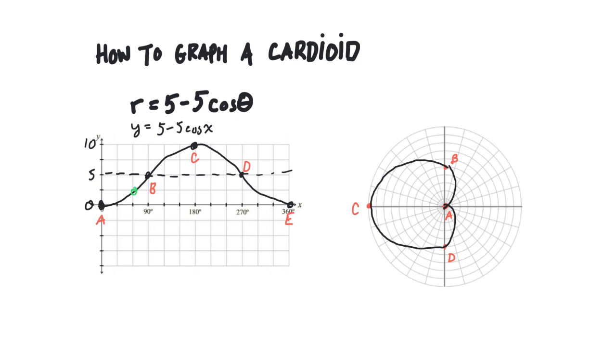One question you might have is, did you draw it accurately? Did you make it wide enough? So you could always add a few more points. For example, I can see at 60 degrees, I should have a radius of 2.5. So that matches up nicely. At 120 degrees, I'll have a radius of 7.5. So that looks pretty accurate.